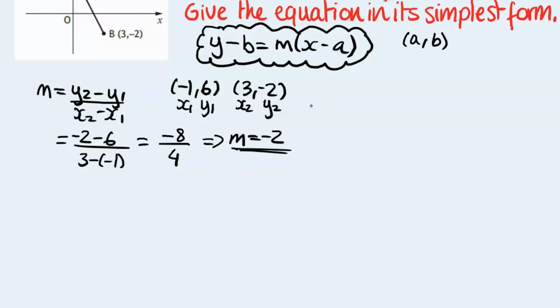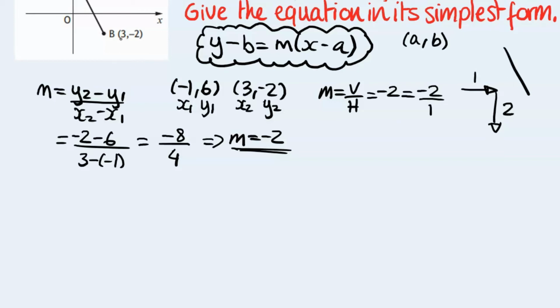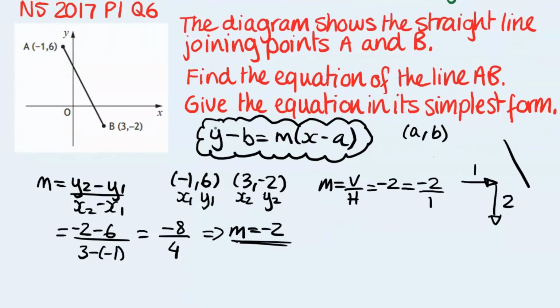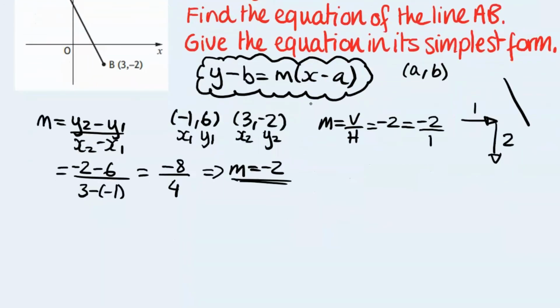So what's that saying? If m is equal to v over h, vertical over horizontal, and that equals minus 2, which is the same as writing minus 2 over 1 as a top heavy fraction, we're going to go across 1 unit, then down 2 units. So we know it's a negative gradient, and the line is going to slope downwards, which makes sense if we look at the diagram here. The line is sloping downwards, so we've calculated the gradient correctly.